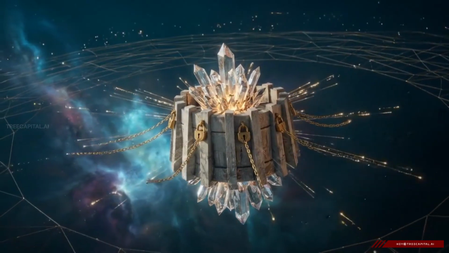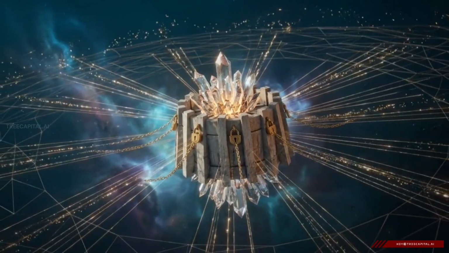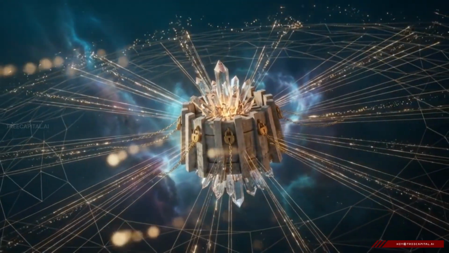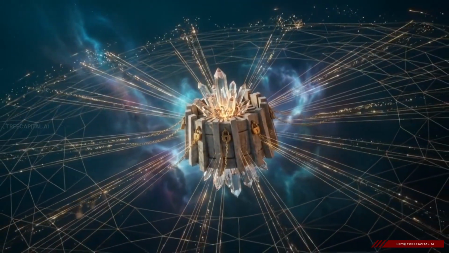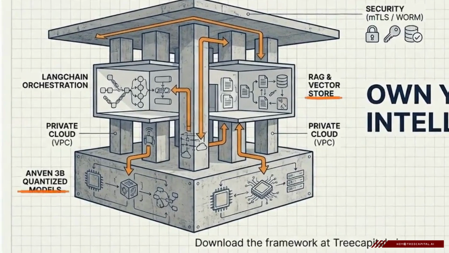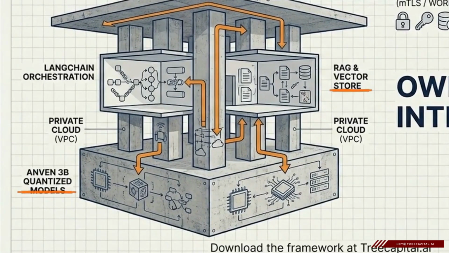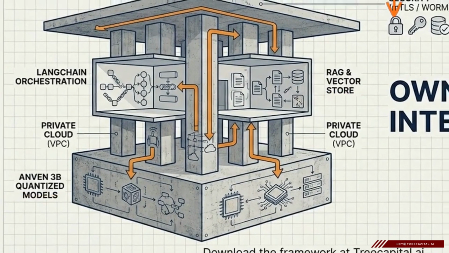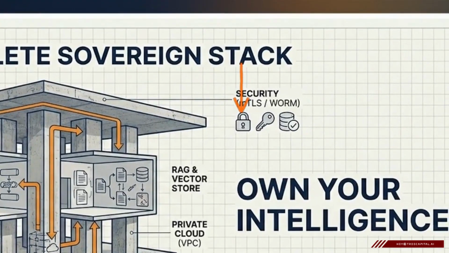Sending proprietary corporate documents out over the open internet to be processed by public cloud models exposes the organization to data leaks. Treecapital's solution is a sovereign architecture. Anven runs securely behind your firewall, with the entire stack living inside your private cloud. By keeping the vector database and Anven inference engine local, your data never leaves the premises, ensuring strict air-gapped autonomy.